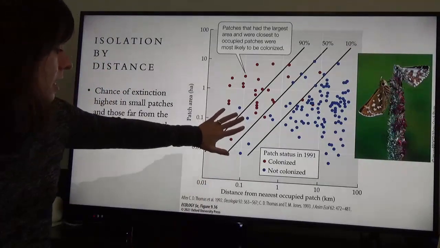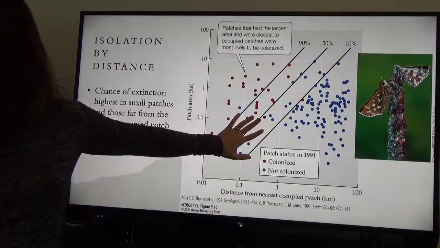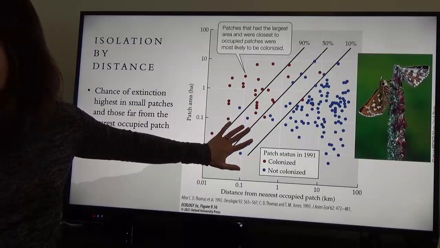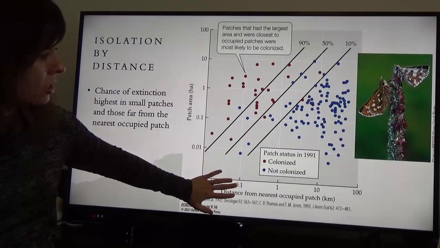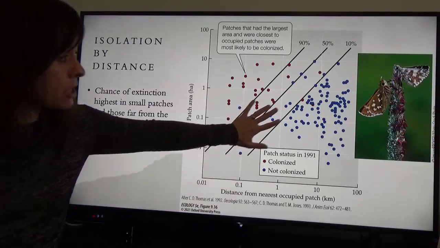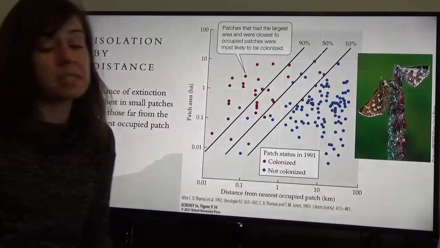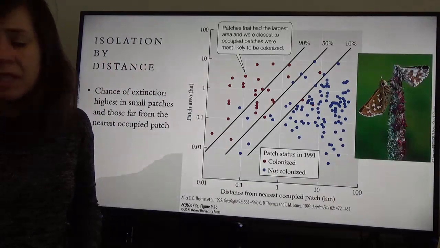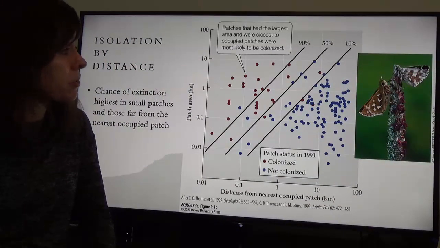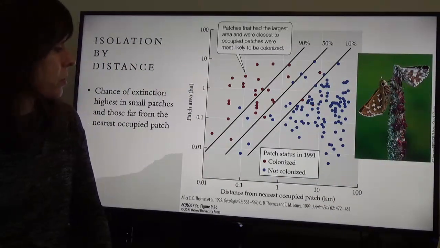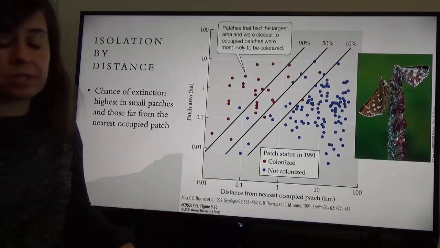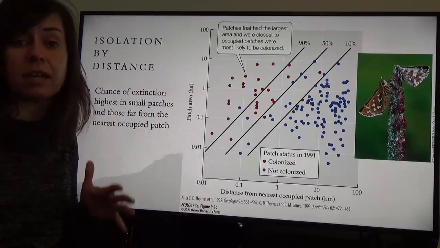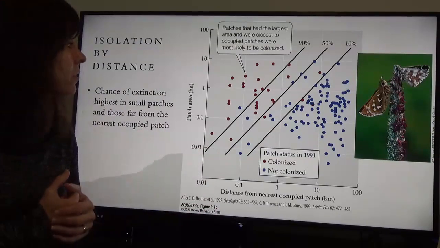And here we have a graph showing information on patches that have suitable habitat for this particular skipper butterfly, Hesperia comma. So this species is found in calcareous grasslands, and so the authors of this paper went out and mapped all of the appropriate habitat for that particular butterfly species.